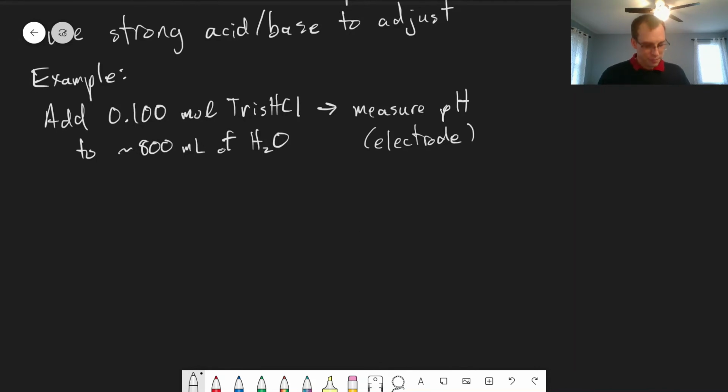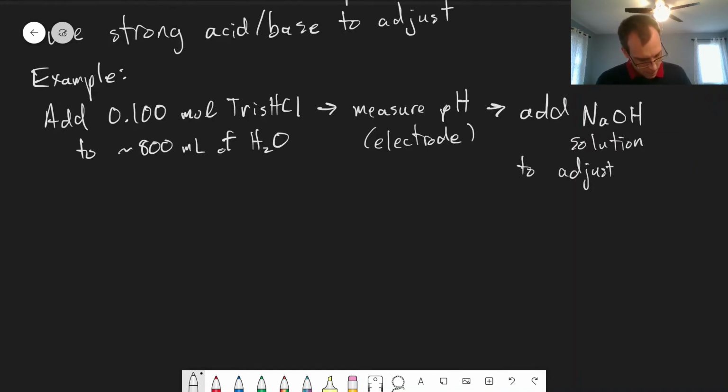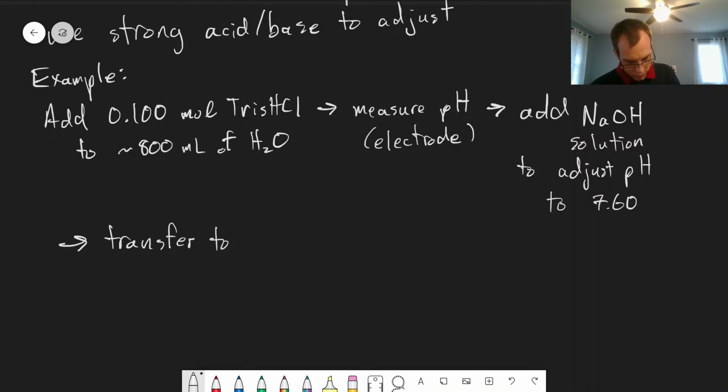We measure the pH. And here we can add a strong base. So maybe we add a sodium hydroxide solution to adjust the pH. And we add it until our pH is, I don't know, say we want a buffer at 7.6. So we add sodium hydroxide until we're at 7.6. Then we transfer this solution to a volumetric flask if it wasn't already in it, and dilute and mix.